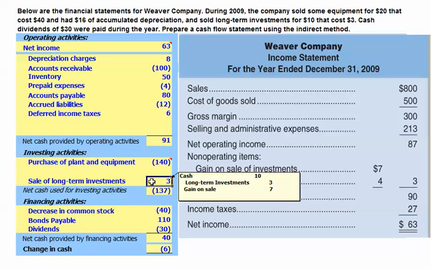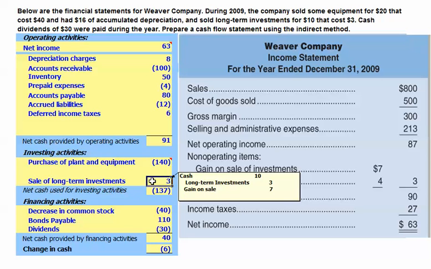Let's begin by observing the journal entry we would have made when we sold our long-term investments. We sold our long-term investments for $10 and they cost $3. Our journal entry would have been a debit to cash of 10 and a credit to long-term investments. We need to take them off the books for 3, and then we would have recorded a $7 gain.